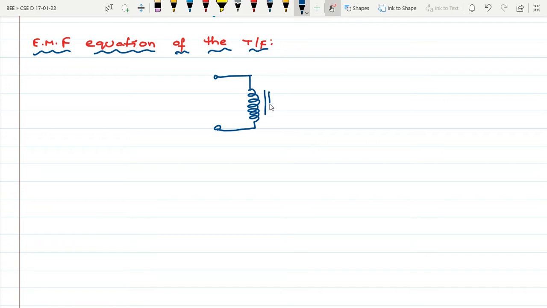A transformer consists of two coils, primary and secondary, or two windings, primary winding and secondary winding. Those two you can represent like this, and the core is represented by these two lines. This is the core and these two are windings. To this winding I am giving AC voltage. Due to the AC voltage, current will circulate in this. Let us assume that current is I1. This is primary and this is secondary.